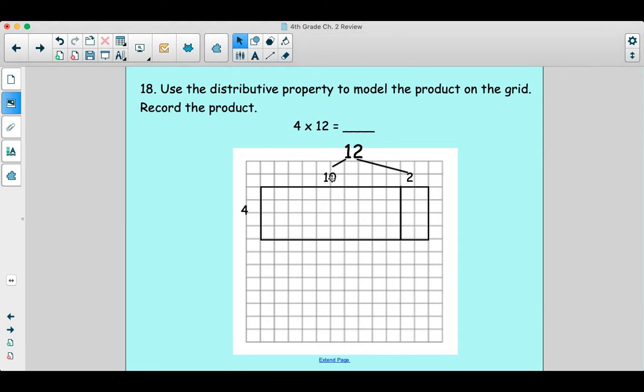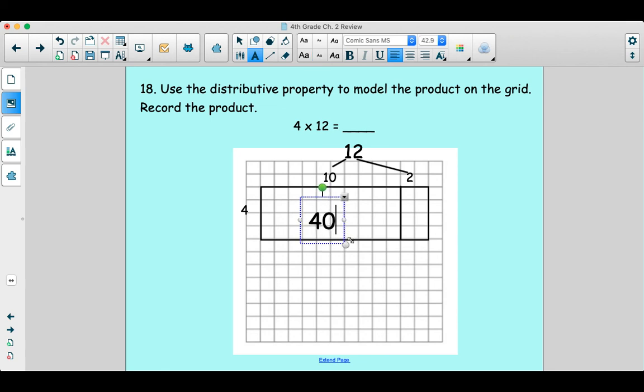Okay, so now I'm going to do 10 times 4, and you could literally count each of the squares. It tells you how many small squares are in there. However, I don't really want to do that one by one. I could also count 10, 20, 30, 40, or I might just know that 10 times 4 is 40. Could be a memorized fact. So there are 40 small squares in there. Now I have to do 2 times 4. 2, 4, 6, 8. Or maybe you just already know 2 times 4 is 8. I think you probably do.